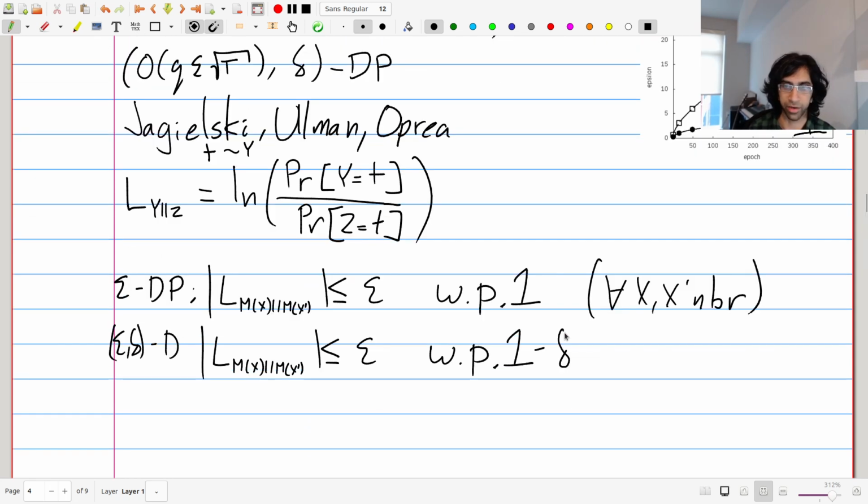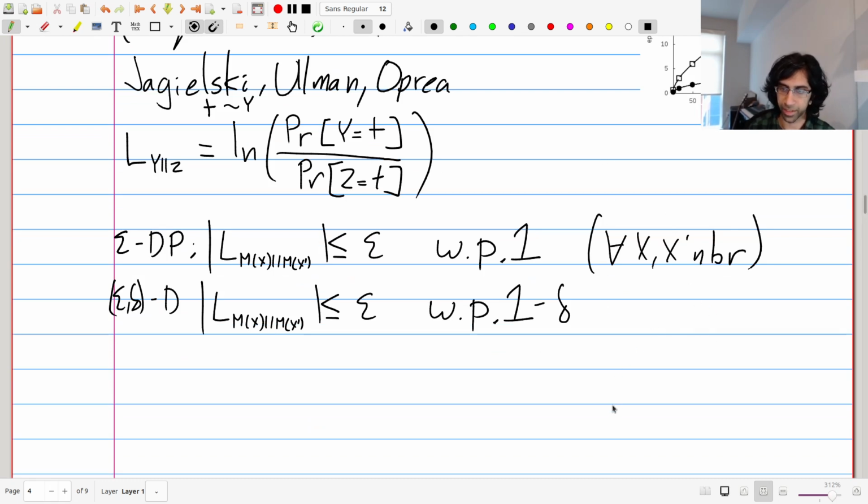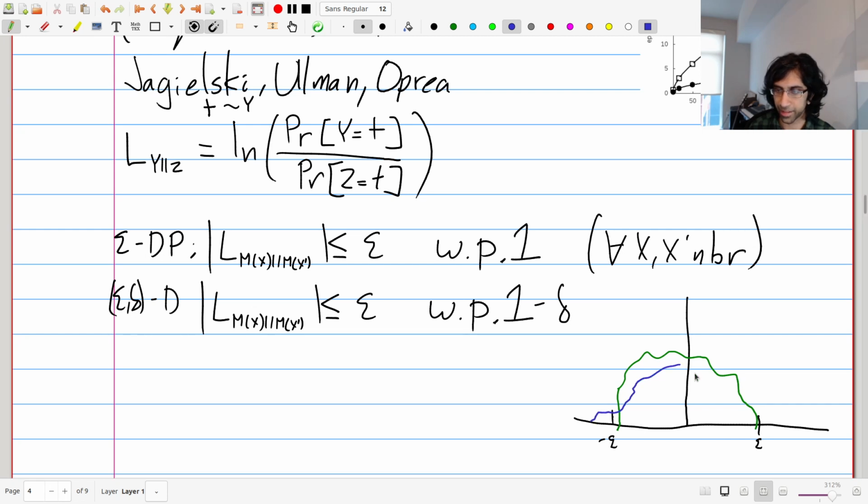So let me just draw a picture I think I drew before, which is something like the following. So imagine we have something like this. This is, say, epsilon. This is minus epsilon. And one privacy loss random variable could have a PDF which is something like this. And this would be pure DP. Another privacy loss random variable could be something like this. And as long as this shaded mass right here is at most delta, that would be epsilon-delta DP.